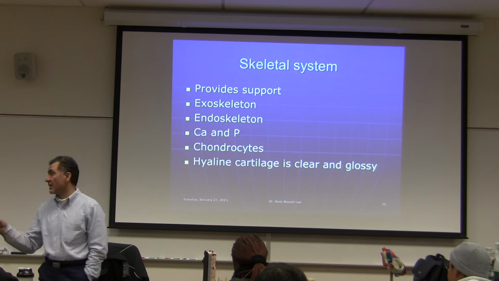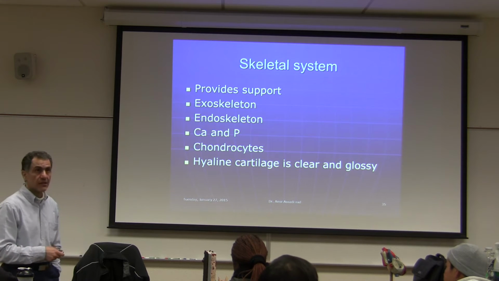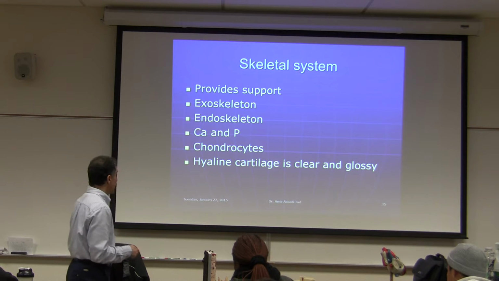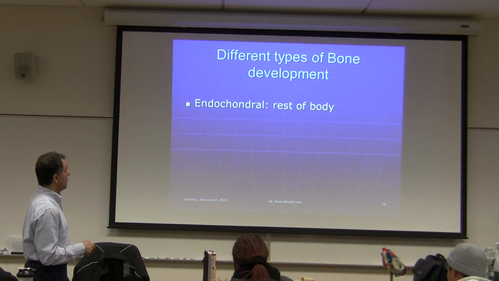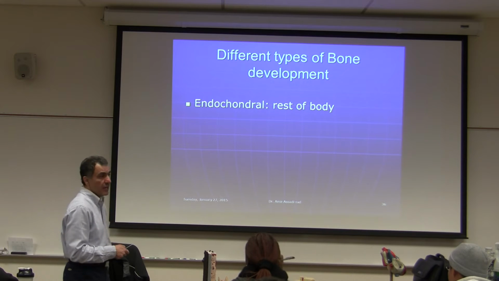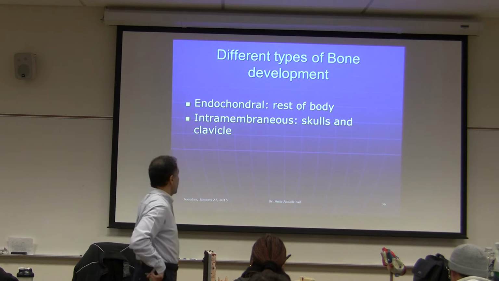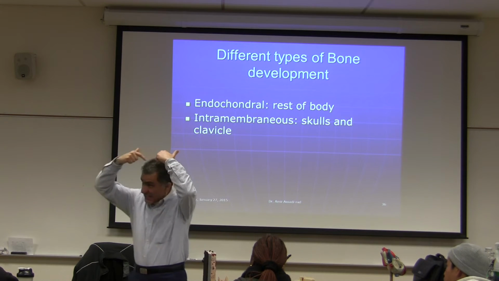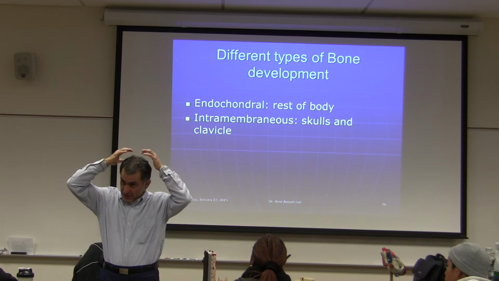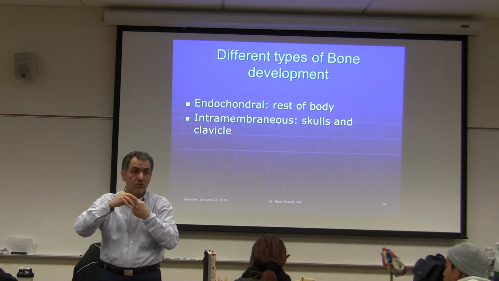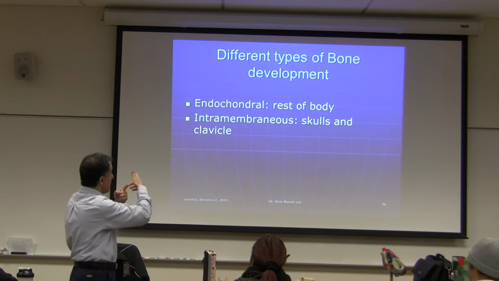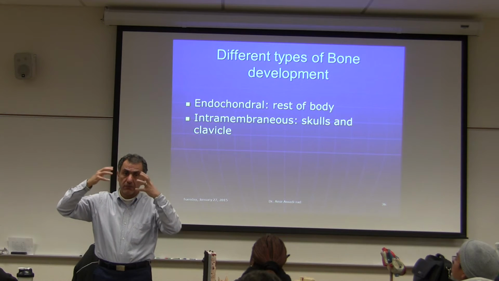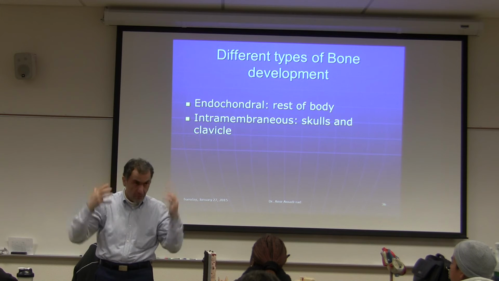Hyaline cartilage, you do have a slide of it. Just recently I put it in. It's not on DocuShare or on my website, but it is. Different types of bone development: endochondral bone, rest of the body, and intramembranous bone, the skull. When a baby is born, between the plates of the bone in the skull, they call it sutures. Those are intramembranous type of cartilage, and over a period of time, they become tough, rough bone.